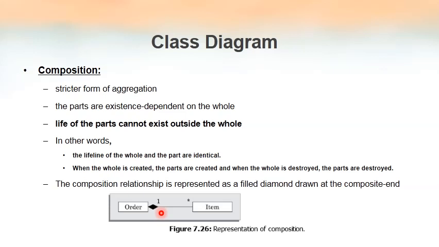Here also we will be representing the multiplicity, but the difference between composition and aggregation is the diamond that we are going to draw. If the diamond is filled, it is composition. If the diamond is not filled, then it is aggregation.